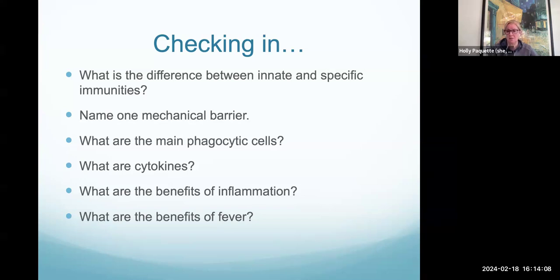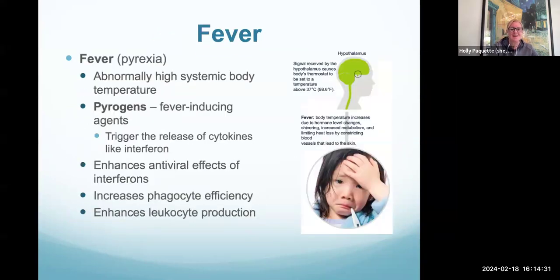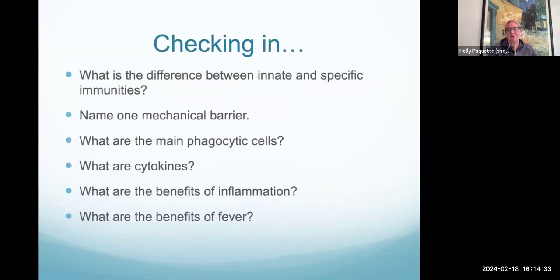What are the benefits of inflammation? Inflammation can limit the area of the infection and aid in repair of damaged or dead tissue. What are the benefits of fever? The benefits of fever are often that it enhances interferon, it increases the production of white blood cells and phagocytes. And did I have anything else on that? I can't remember. Go back one. Increasing the number of white blood cells that are produced as well.